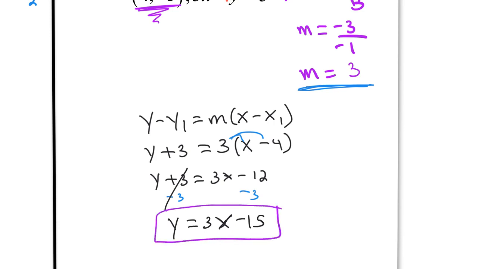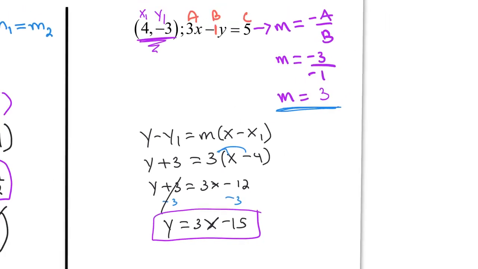Now you guys can compare. Let me just show you. Remember the line that is given up here, we got a slope of 3. This one also has a slope of 3, parallel lines. This line is not going to have the same y-intercept because if they're parallel, they cannot touch, so they cannot be the same line. The only thing that can be the same is the slope. So we got ourselves a parallel line.